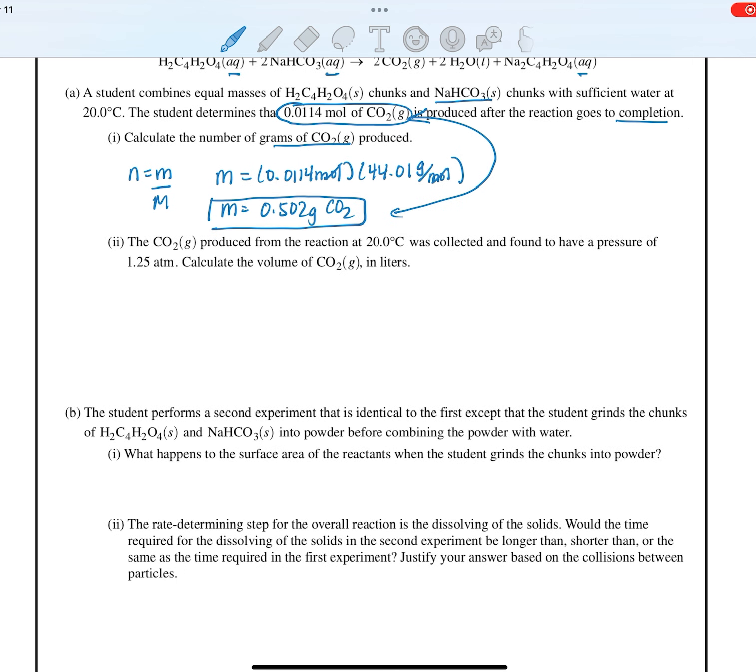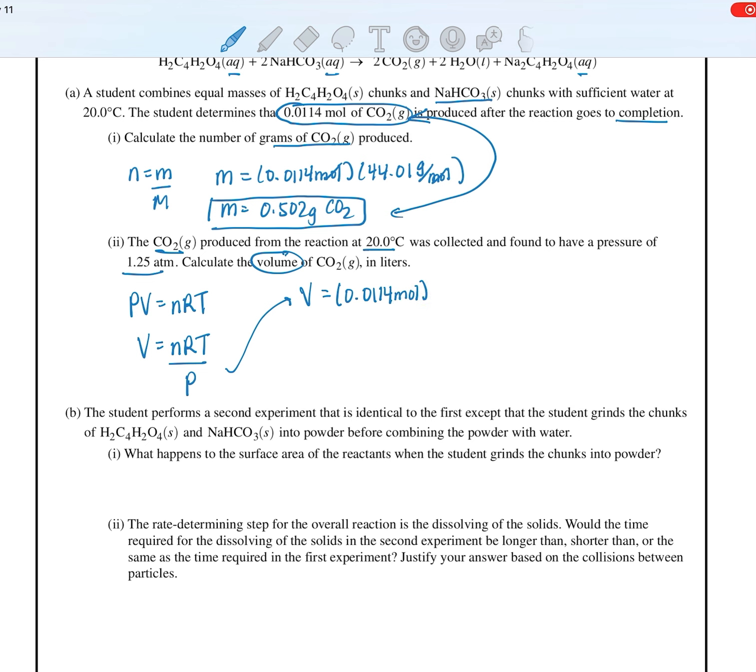In question 2, we're being asked again about the carbon dioxide. So it was collected at 20 degrees Celsius and it had a pressure of 1.25 atmospheres. Calculate the volume of carbon dioxide in liters. So if you look at the variables that I'm actually given, the best way to calculate the volume is to use the ideal gas law, which is PV equals nRT. I'm going to rearrange the equation to solve for volume. So volume will be moles times R times temperature over pressure. The moles of carbon dioxide were given to me in the previous question.